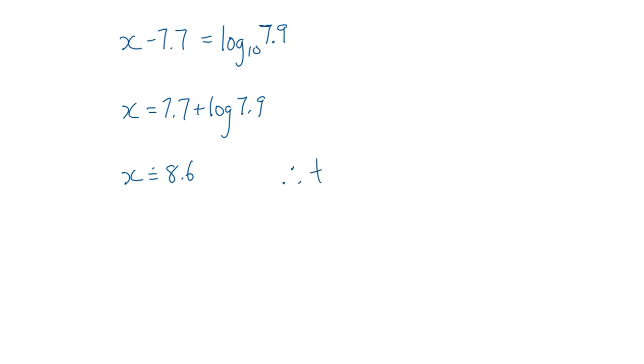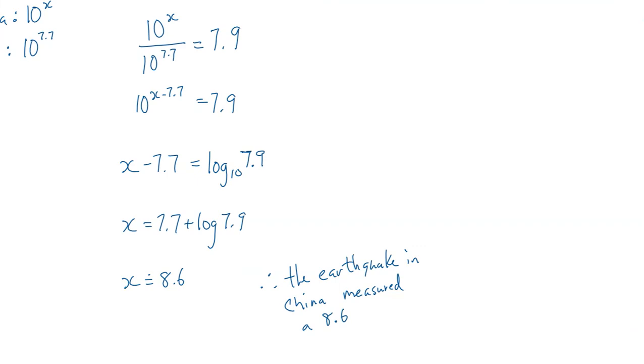Therefore, the earthquake in China measured 8.6. So that one's a little bit trickier when you have to solve for x. You've got to remember to do a let statement. But you see what I mean? Those ones are always kind of going to be the same: 10 to the this over 10 to the that. That's it. Any questions?